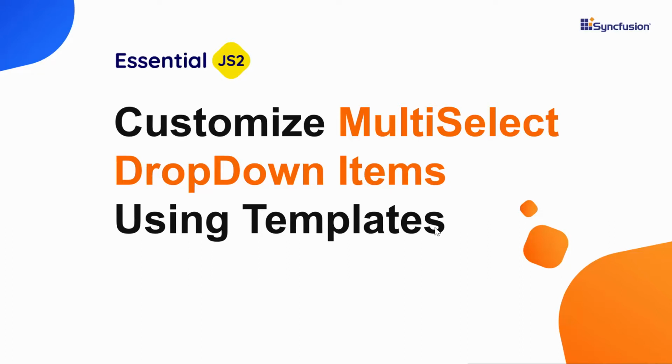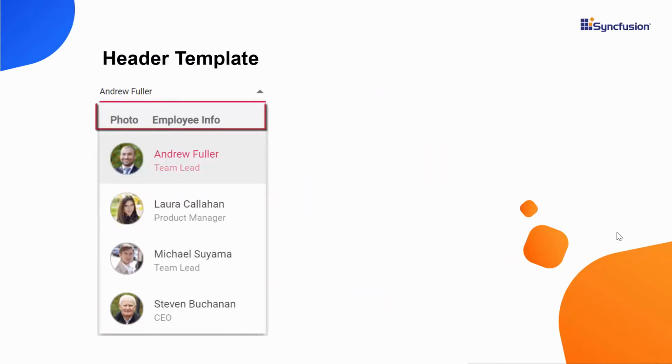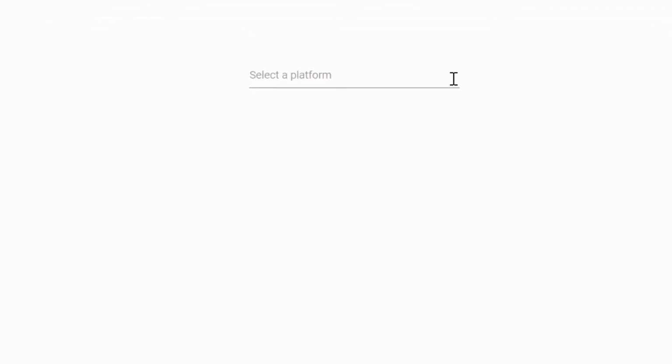Then you must watch this video to learn how easily you can customize the MultiSelect Dropdown component using the built-in templates option in the Vue MultiSelect Dropdown of Syncfusion. The MultiSelect Dropdown supports several options to customize each list item, group title, header, and footer element. Look at this online example.